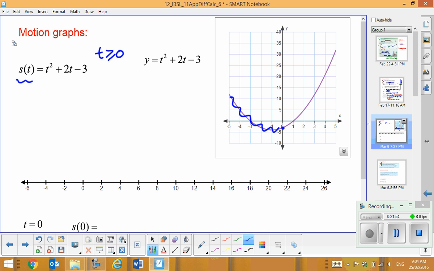All right, what does this tell us about the graph or about the movement? When we look at this, this is our displacement, this is our time. Velocity is increasing. How can you tell that? The tangent's getting steeper. So here's our tangent getting steeper. All right, so it's getting faster.